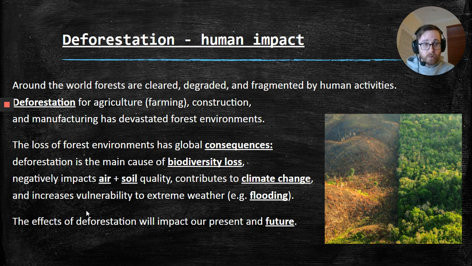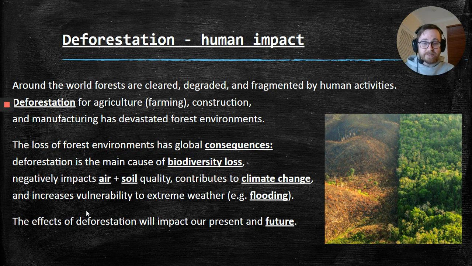When you see the Amazon burning, when you see forests being cleared in North America, and you think, that's far away from me. Nah, it's connected. Interconnection, geography, everything's connected. Forest deforestation has global consequences. It's the main cause of biodiversity loss, and we've looked at why biodiversity loss is important. It negatively impacts air and soil quality. Air is important. You breathe air. Ask your science teacher. They will confirm it. Soil quality. Some people think it's just dirt. Yeah, but you grow food in that dirt, in that soil. So if the soil's crap, you're not getting fed, mate.